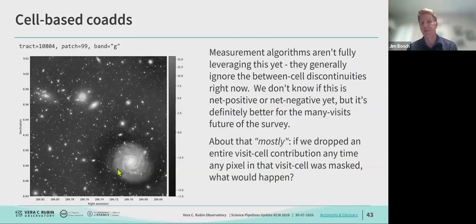Because we haven't gotten all the way there, we don't know if the cell coadds are an overall net positive or net negative. We didn't see a big change in any of our metrics switching to them. So we don't think it's a big issue either way.